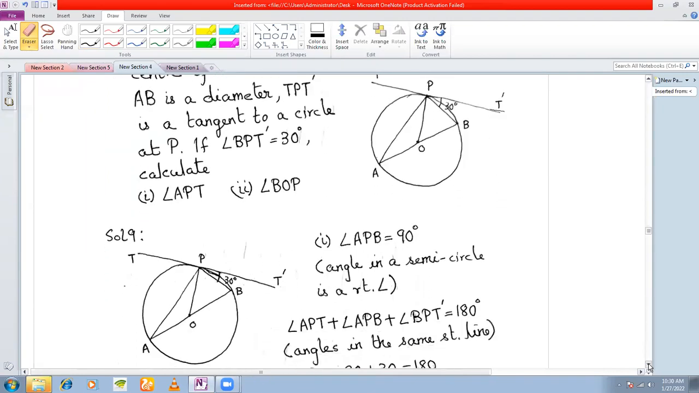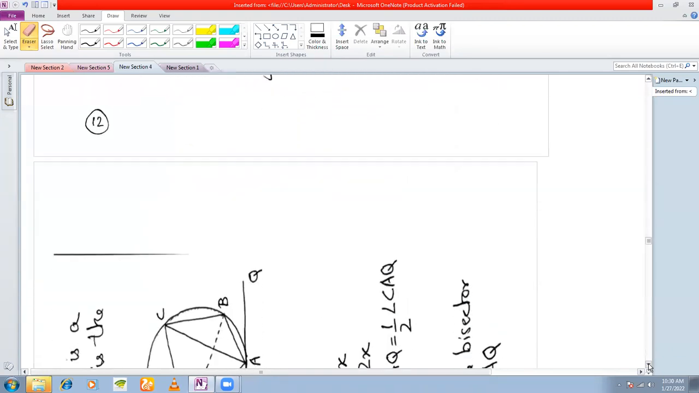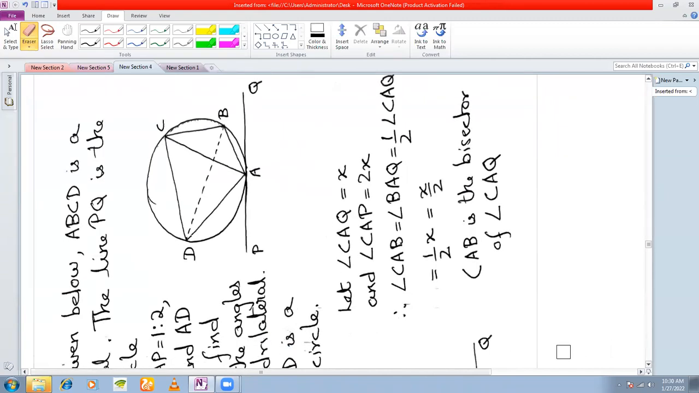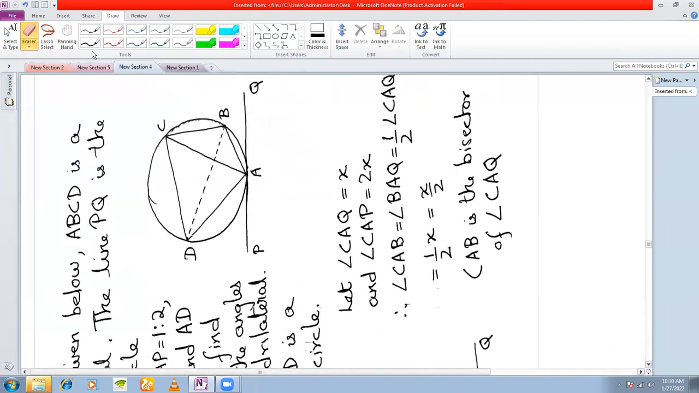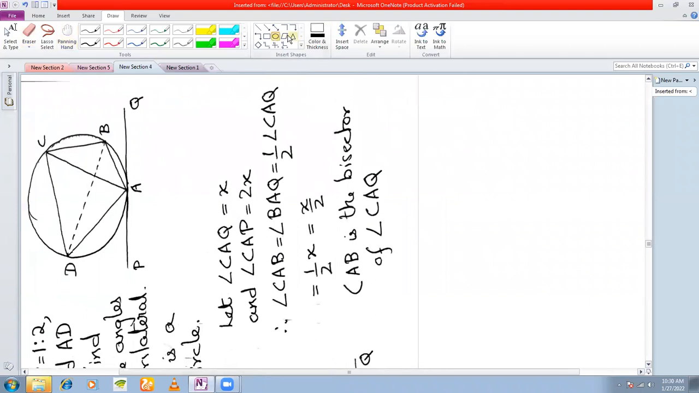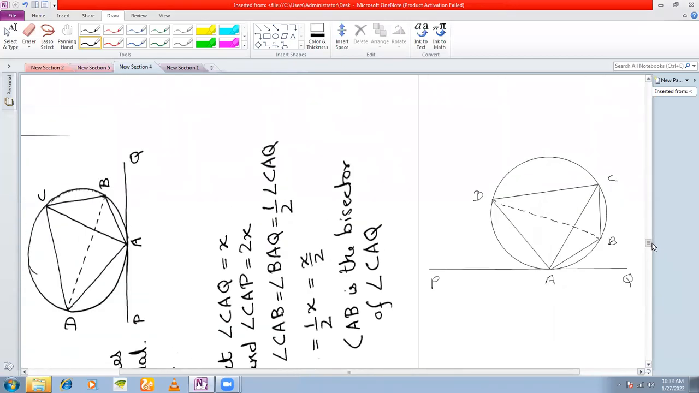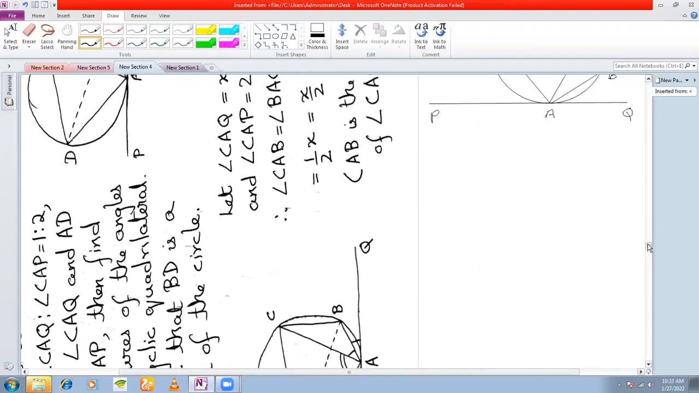Let's move to the next question. Now this question has come a little inverted. So let me just redraw this diagram and we can discuss this question after that. This is the figure, right? And let's see what is given here.